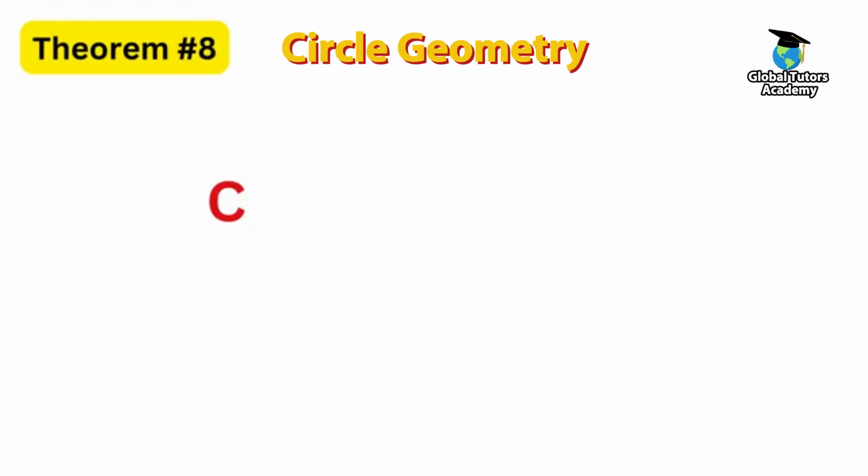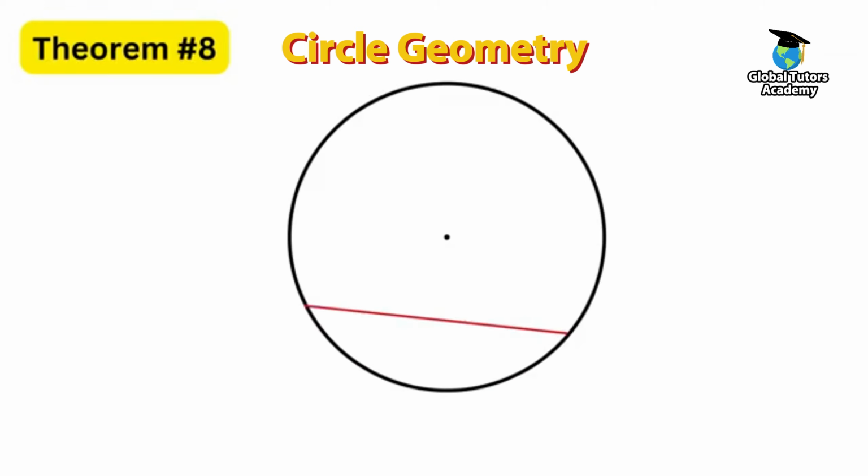Now, Theorem 8, Chord Bisector Theorem. This means that if we draw a line that is both perpendicular to a chord and divides it into two equal parts, then that line must pass through the center of the circle.